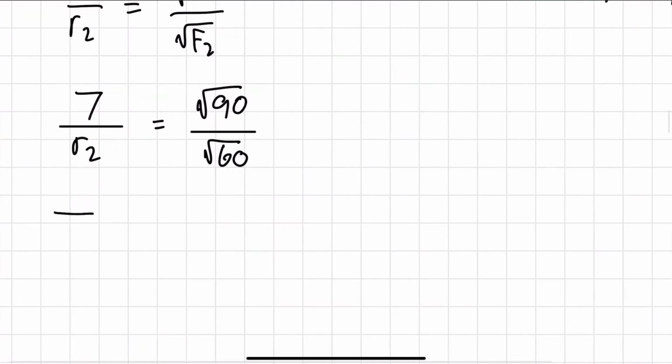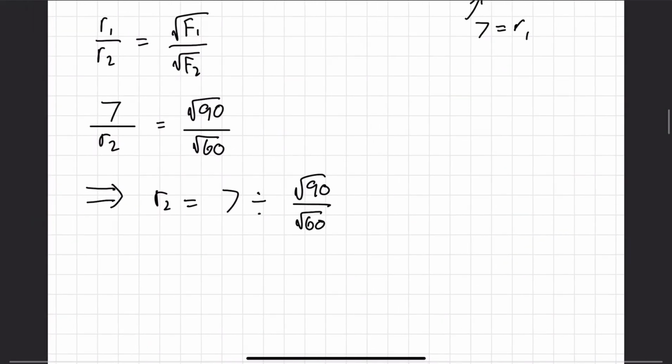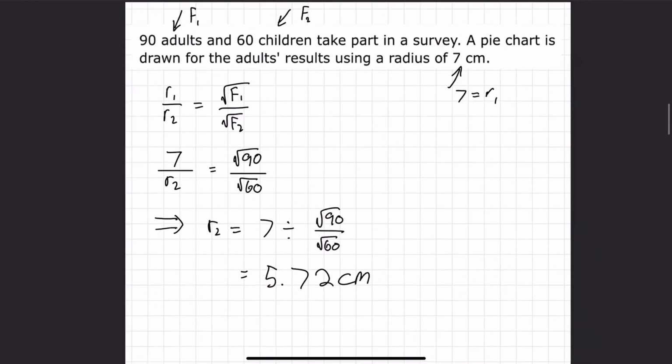So all you need to do is some rearranging. I get R2 is equal to 7 divided by the square root of 90 over the square root of 60. You can figure that out through GCSE rearranging formulae. If I do that, I get a radius of 5.72 centimeters.